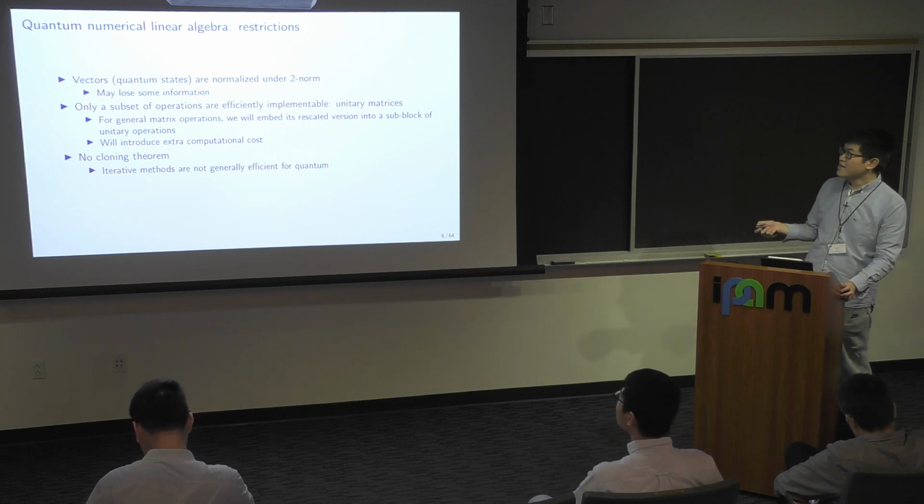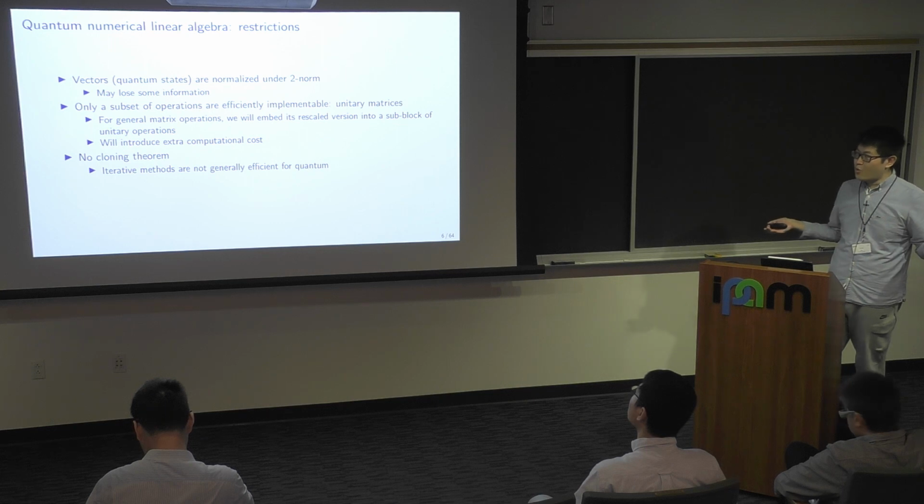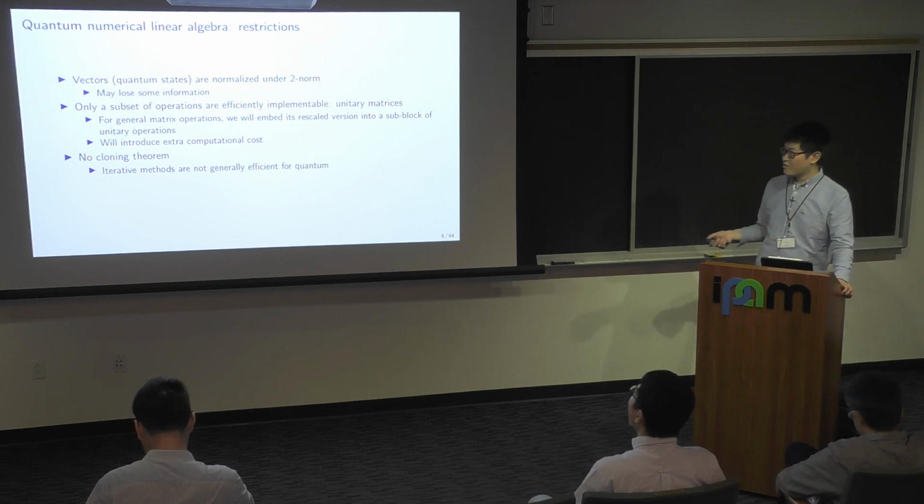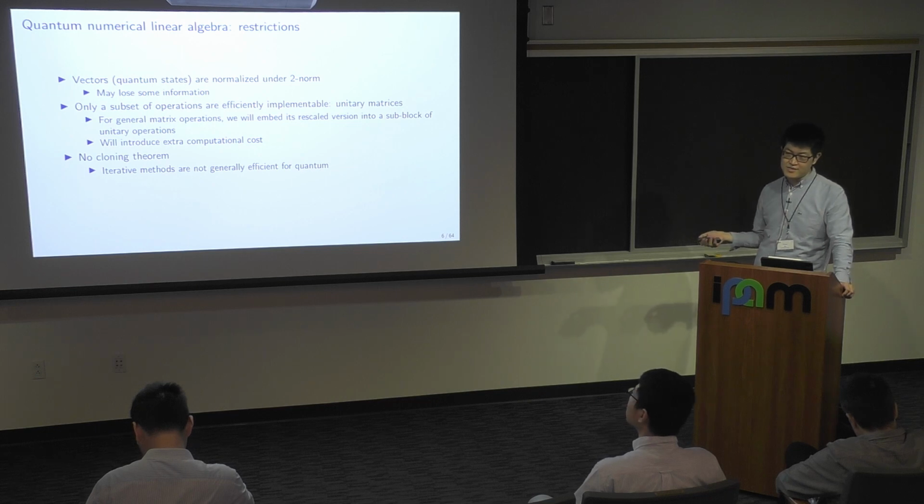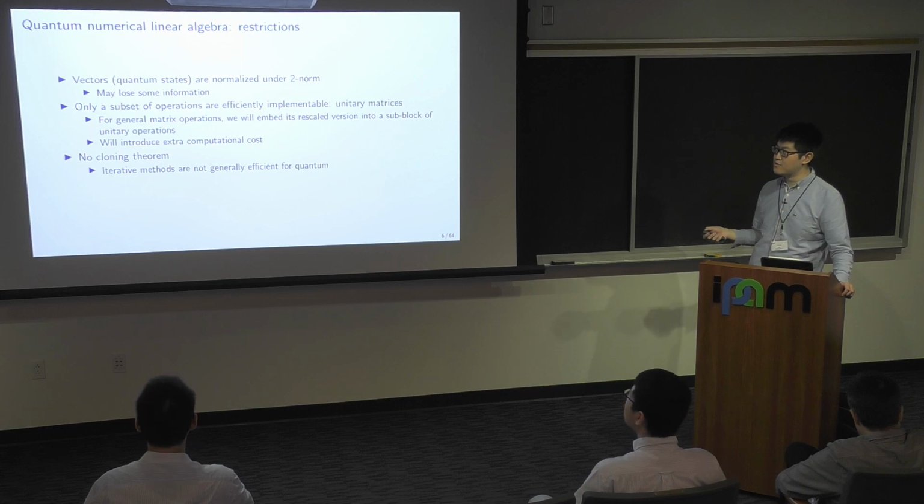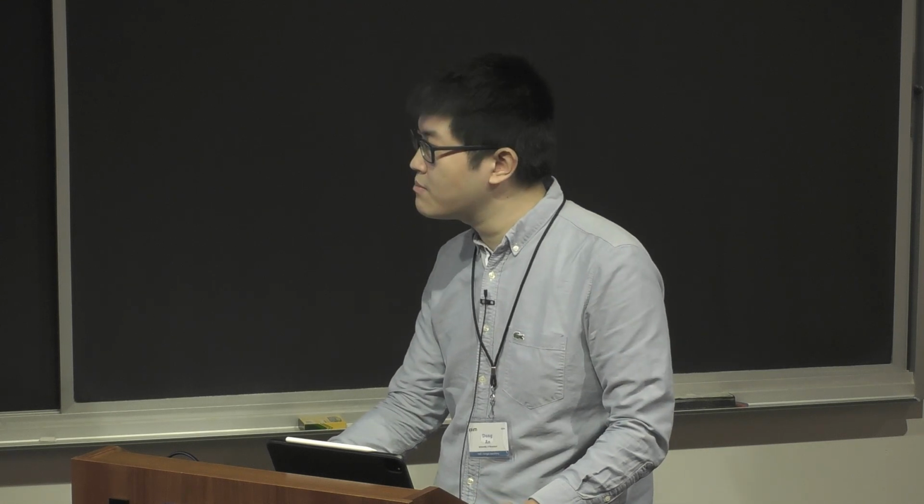For example, vectors or quantum states are normalized under the 2-norm, which means that we can only represent normalized vectors. This is a small caveat, because we only lose some information on the norm. But if you want classical information regarding the vector norm of your solution, then probably we have to pay more cost.